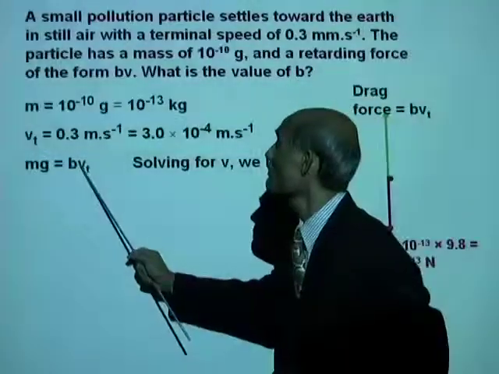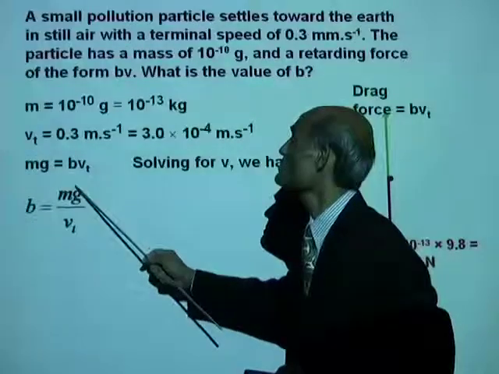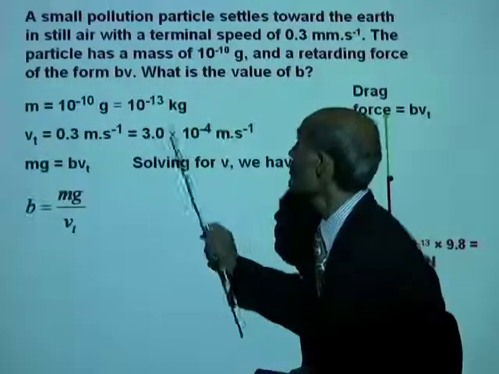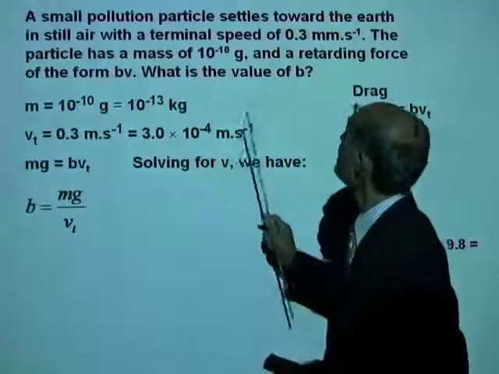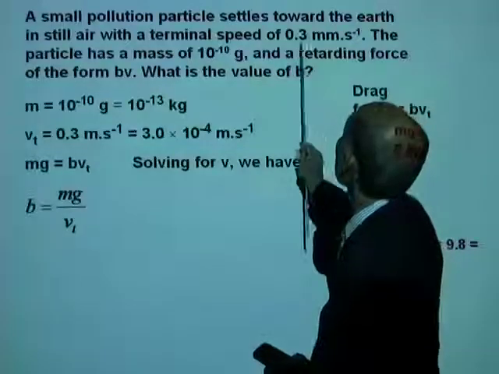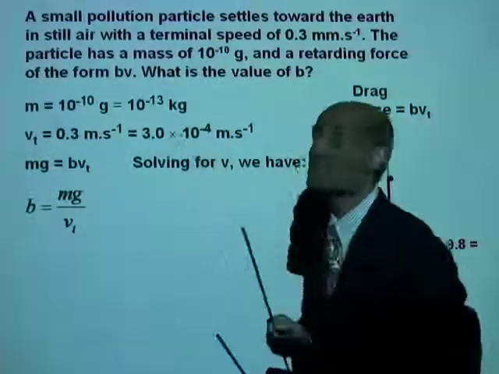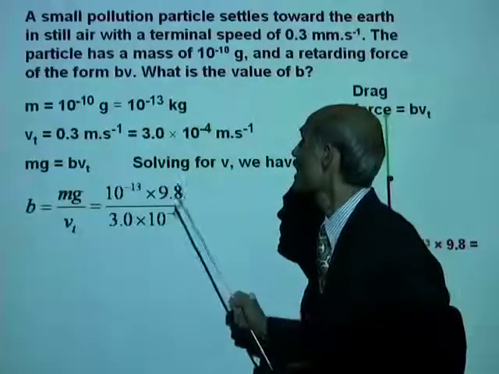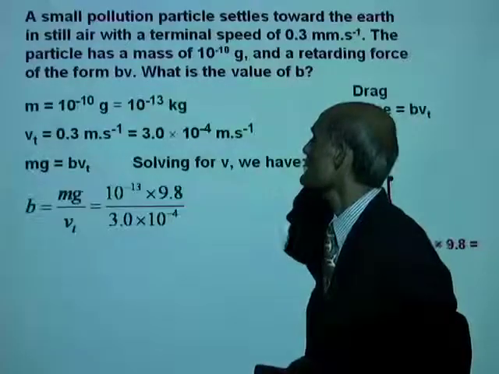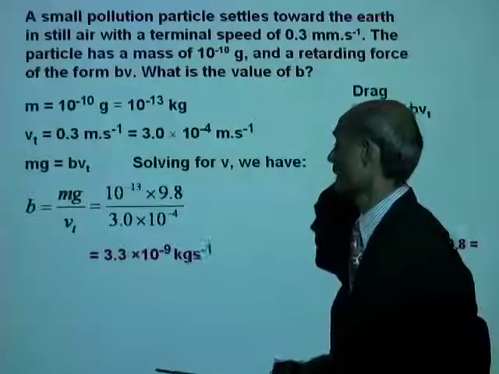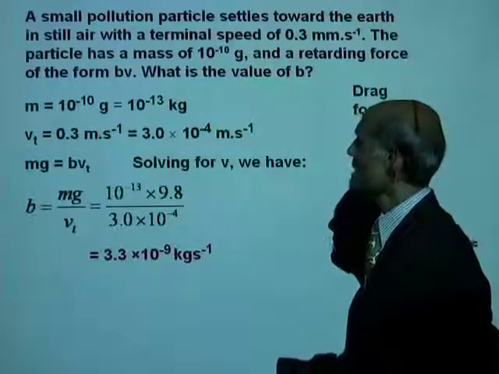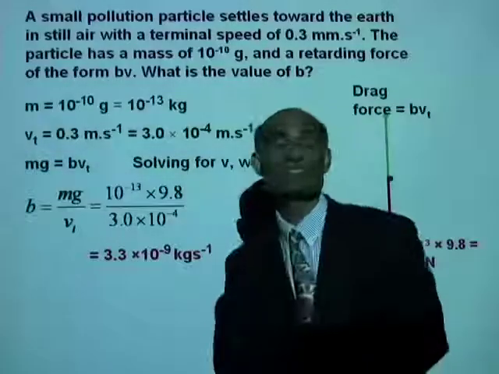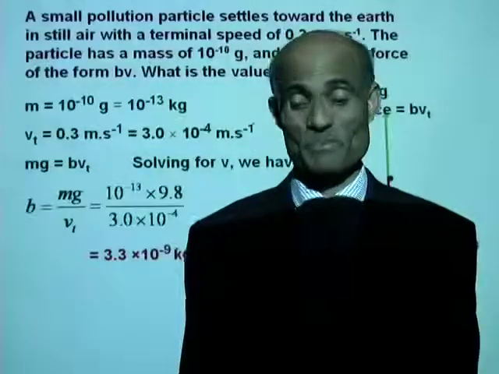So solving for B gives you B equal to mg over V sub t. M is this, and V is given to us, which is 3 times 10 to the -4. So mg, 10 to the -13 times 9.8 over 3 times 10 to the -4, and that is 3.3 times 10 to the -9 kilogram per second. That is the value of B.